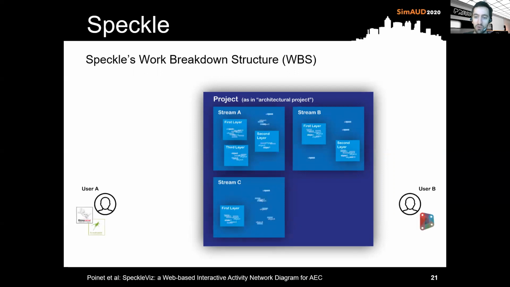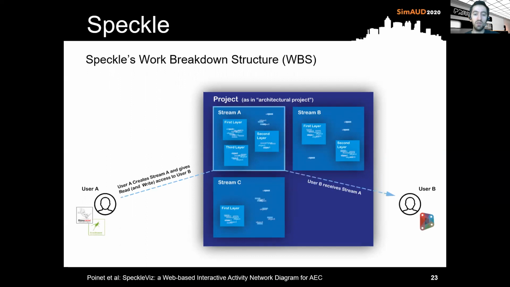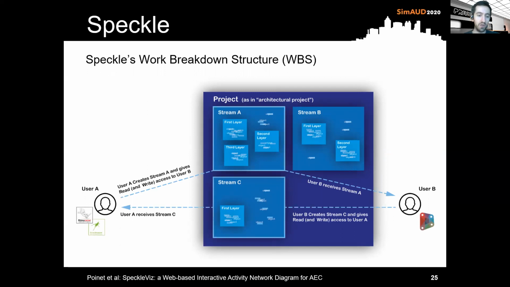Now imagine that you have two different users, user A who uses Rhino and Grasshopper, and user B, who is using Dynamo. User A would create stream A and give read and write access to user B. User B receives stream A. User B creates stream C and gives read and write access to user A. User A receives stream C. So it's a very simple workflow, but this is the mechanism of how it works in Speckle.